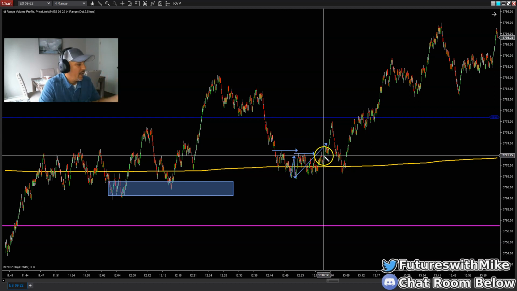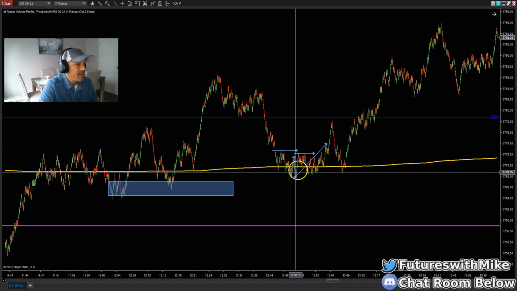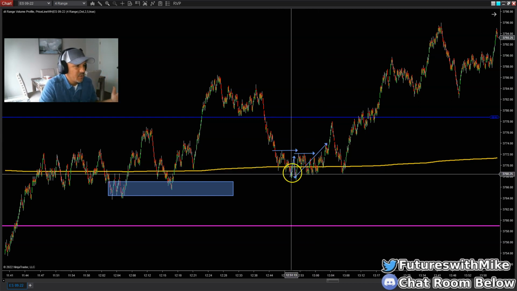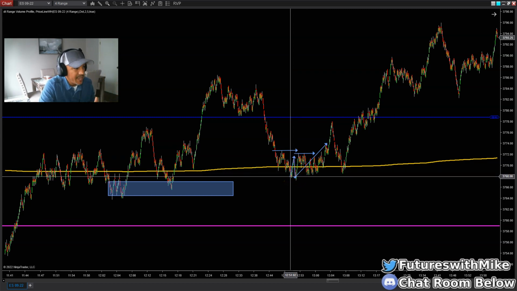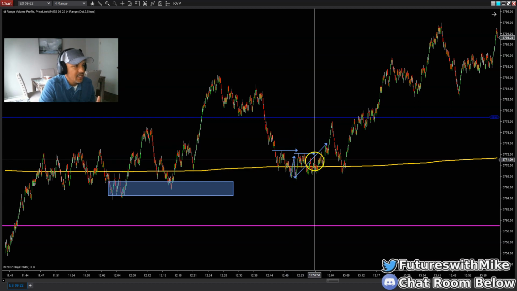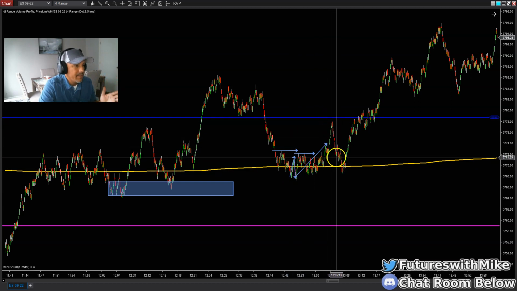All right, and where did the move start at? At this point here, we see the move. This is where the buying took place at. This is where the rejection took place originally. This is where the buying and aggressive buying took place at. So what do we want to see? Price to come back to that area.